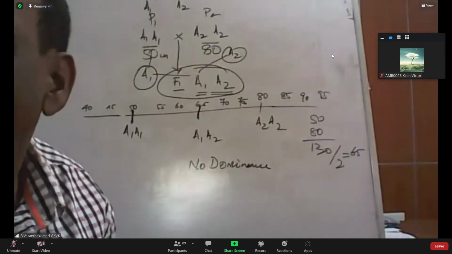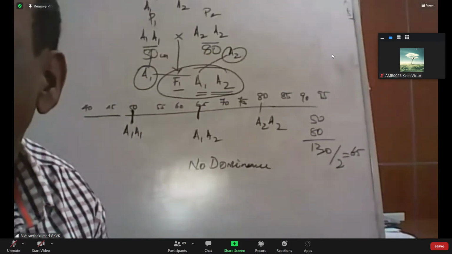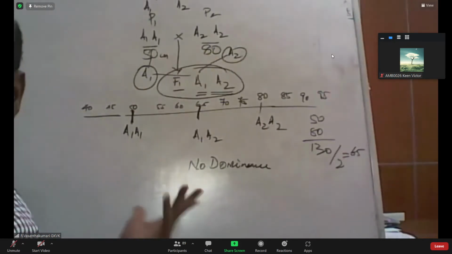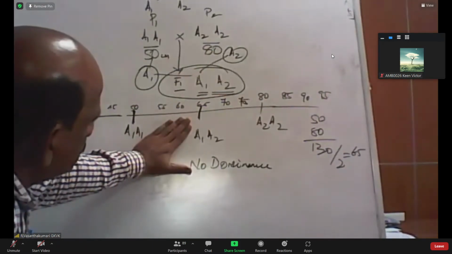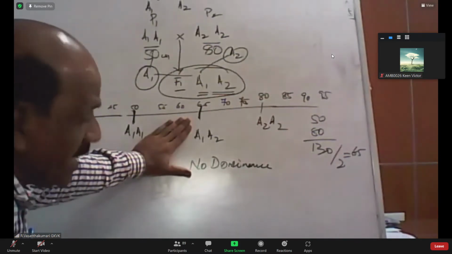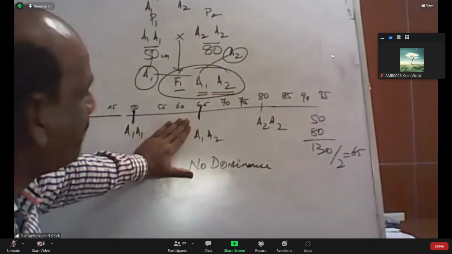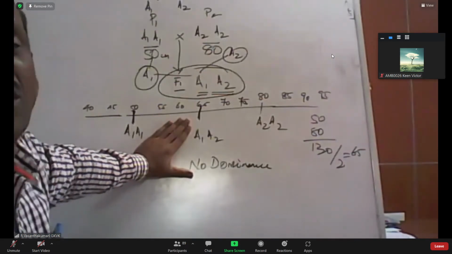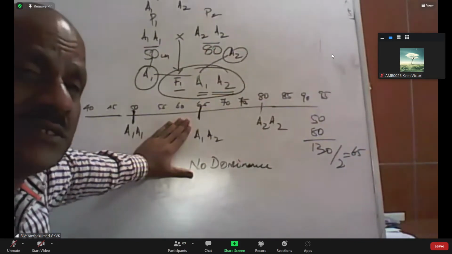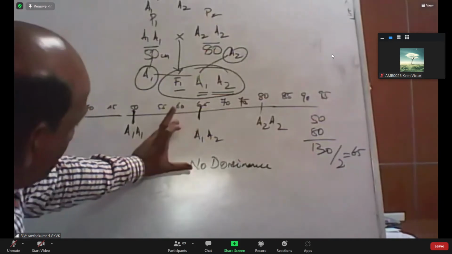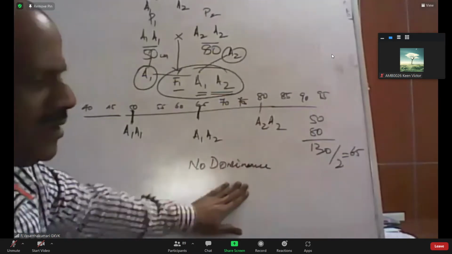Banu has asked a question. Sir, can a mean height be less than 50 centimeters or greater than 80 centimeters? Yes, it is possible. Let us see. But first understand this. If the mean plant height of the F1 heterozygote A1 A2, derived from a cross between two extreme parents A1 and A2, whose average plant heights are 50 centimeters and 80 centimeters, is 65 centimeters, then we say there is no dominance.